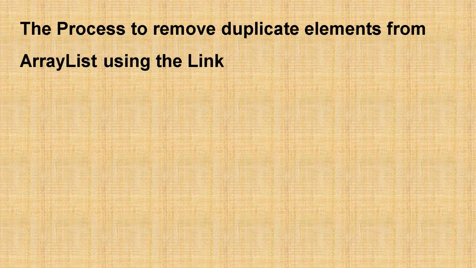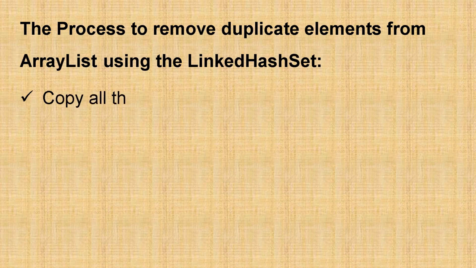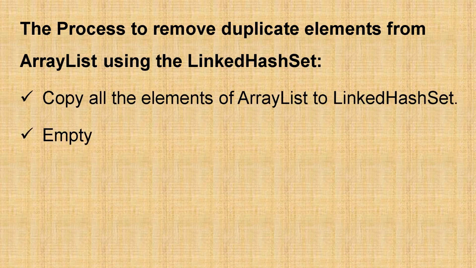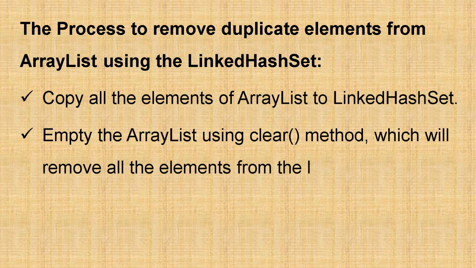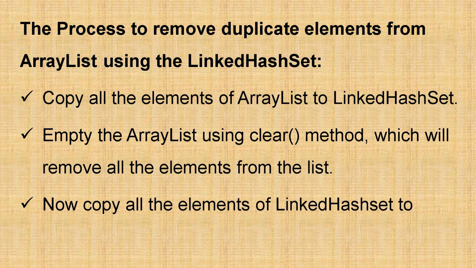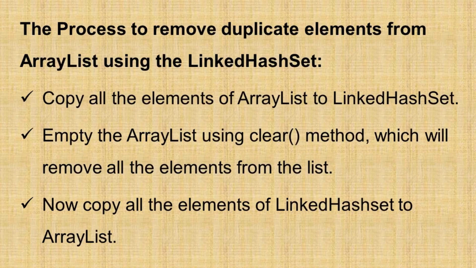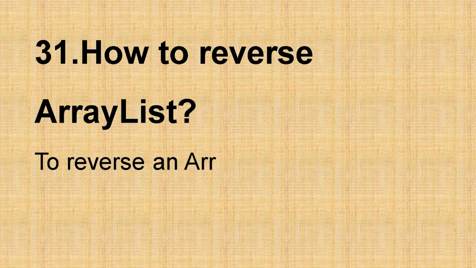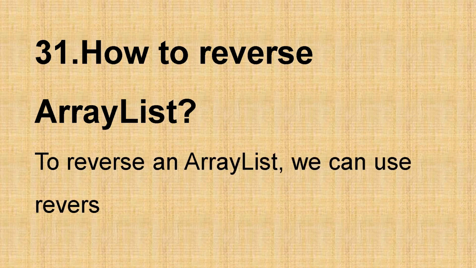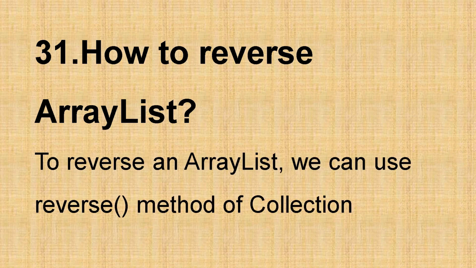The process to remove duplicate elements from ArrayList using the LinkedHashSet: copy all the elements of ArrayList to LinkedHashSet. Empty the ArrayList using the clear method, which will remove all the elements from the list. Now copy all the elements of LinkedHashSet to ArrayList. How to reverse ArrayList? To reverse an ArrayList, we can use the reverse method of the Collections class.